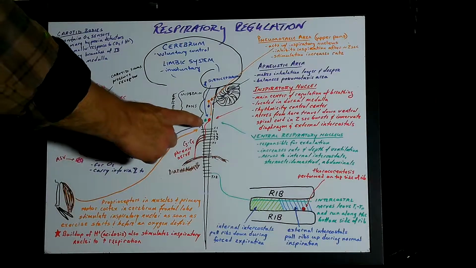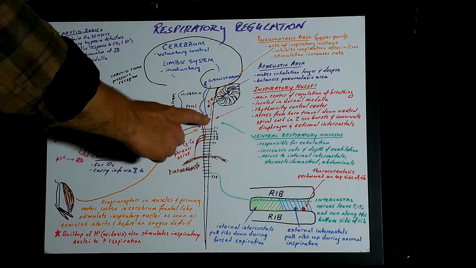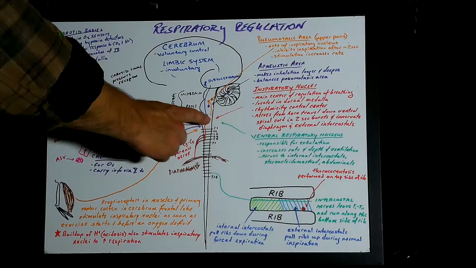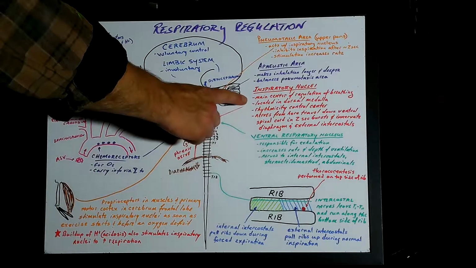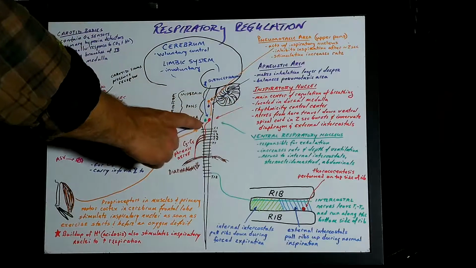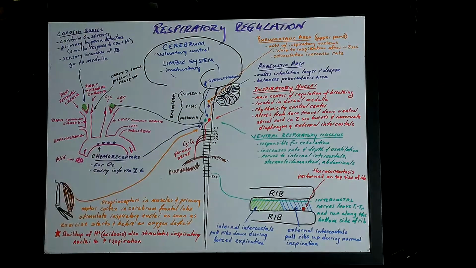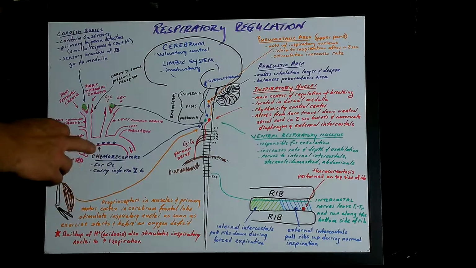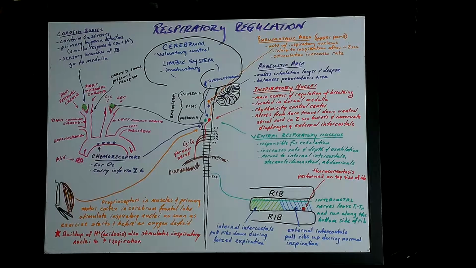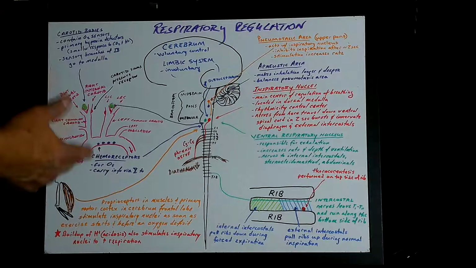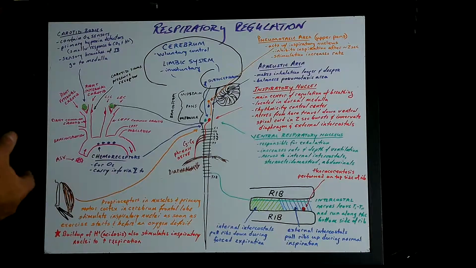The biggest player in the regulation of respiration is the inspiratory nuclei. They are located on the backside, the dorsal side of the medulla. And most things feed into this branch in one area or another. This is the rhythmicity center. That means it controls how frequently you breathe in or out.